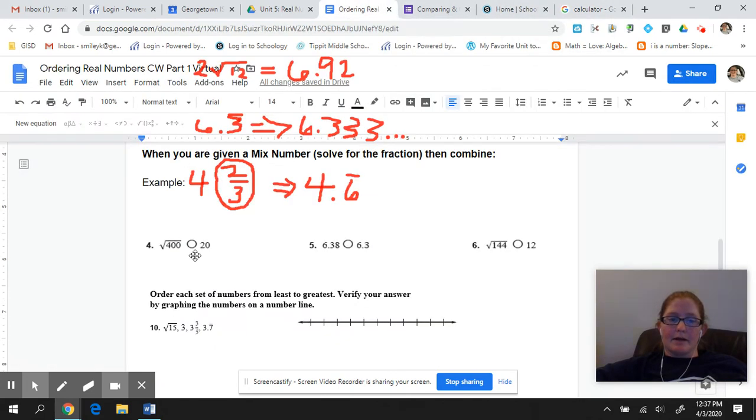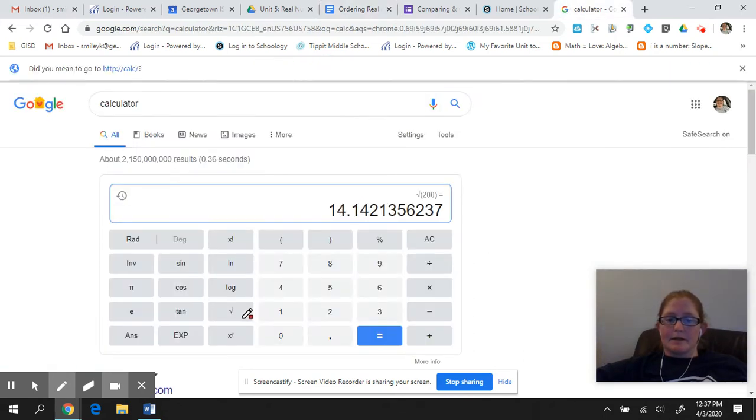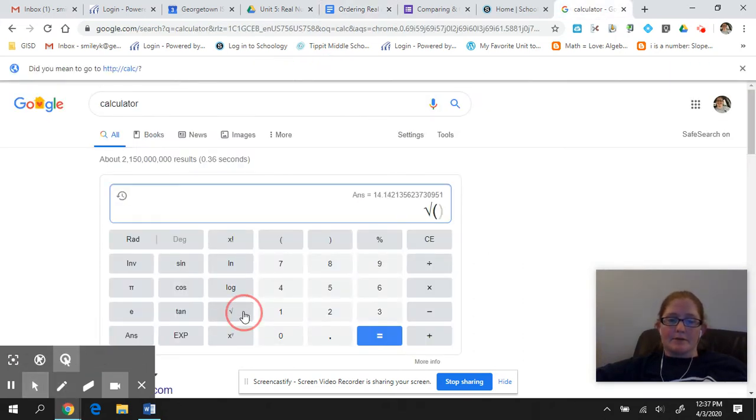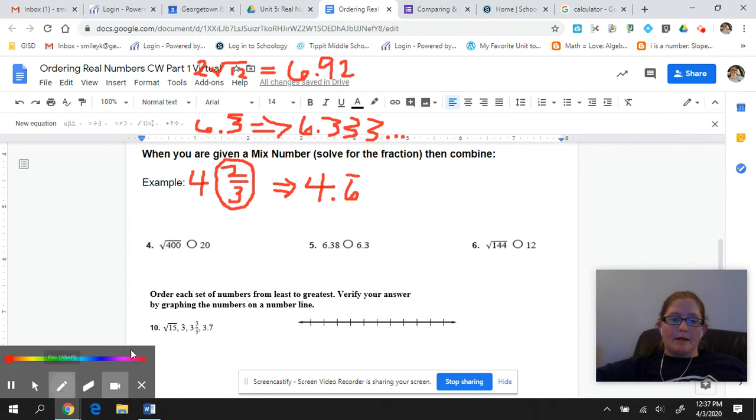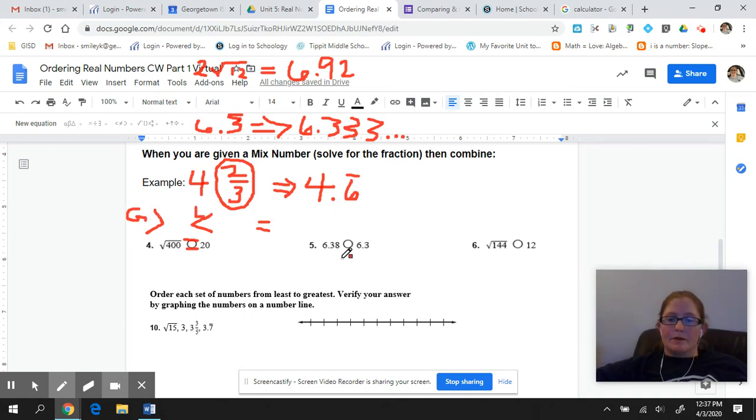14.14. So I'm going to compare. Well, 14.14 is definitely, was that the square root of 400? See, I'm working too fast. That was not the square root of 400. That was the square root of 200. 20 equals 20. So I would put an equal sign because we have a greater than, a less than, or equal to.